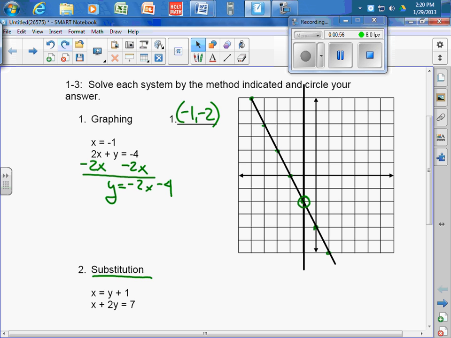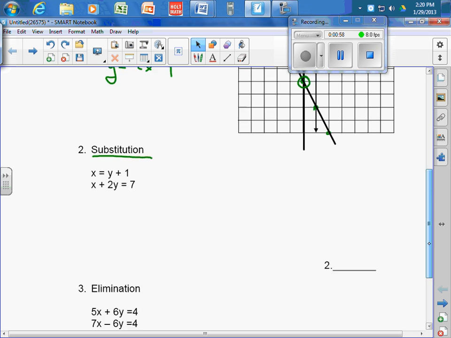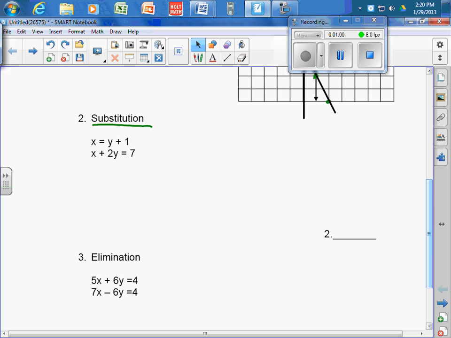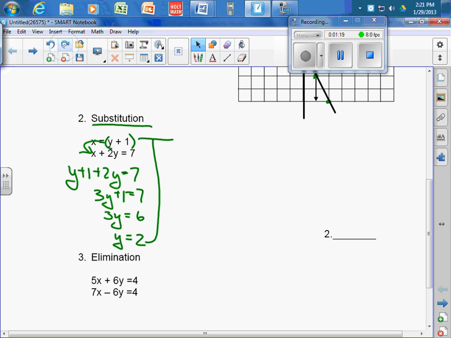In the second problem, we're supposed to use substitution. Well, you have x by itself. It's equal to y plus 1. Put that y plus 1 in for x. You're taking out the x and putting in the y plus 1. You get 3y plus 1 equals 7. 3y is equal to 6, and then y is equal to 2.